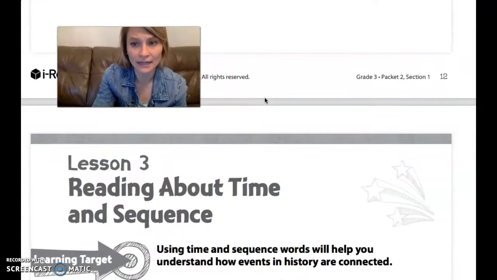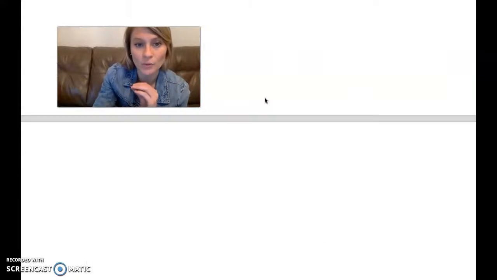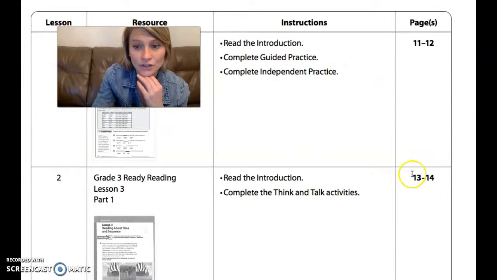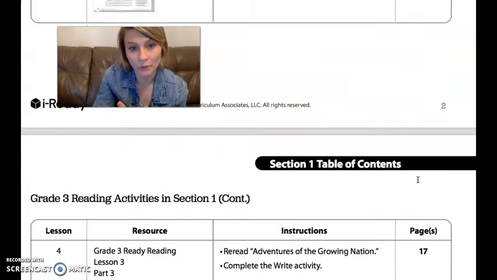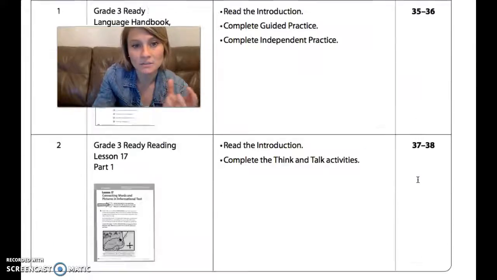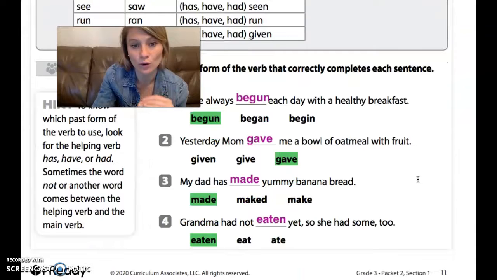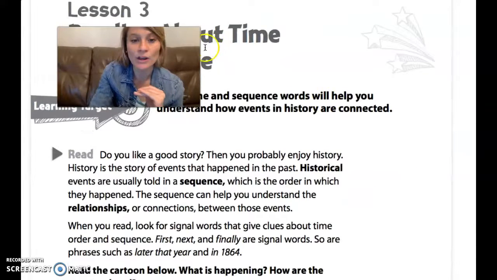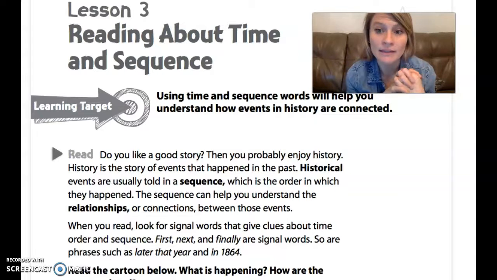Today for reading, just a heads up for you guys as well, if you're ever confused about where we are, I'm going to flip in mine just to show you for today because it's only the second time. It actually gives you page numbers, so lesson 2, and it shows you pages 13 to 14, okay? I know sometimes the headings maybe don't match up, but it's just going each and every day in order like this. We did these irregular verbs yesterday, and today we are going to be doing our mini lesson all about reading about time and sequence.